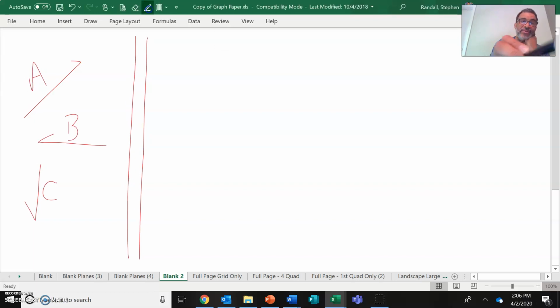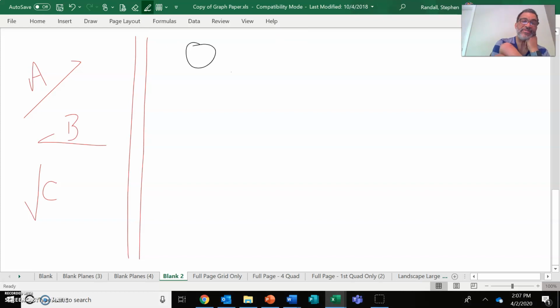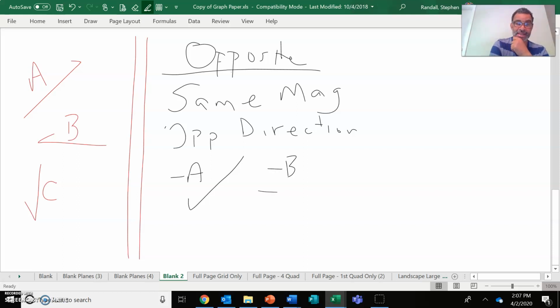The opposite of a vector has the same magnitude, but it has the opposite direction. So negative A, the opposite of A, looks like that. The opposite of B looks like this, and the opposite of C goes up since C goes down.